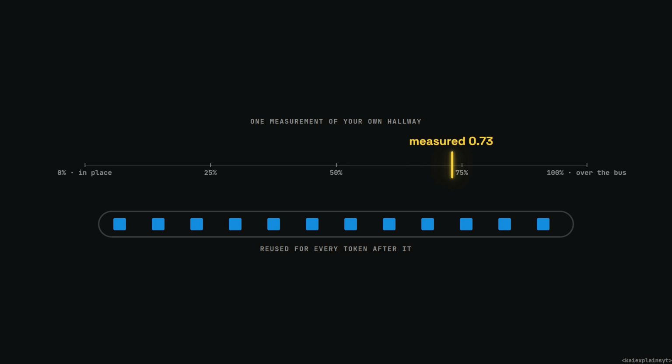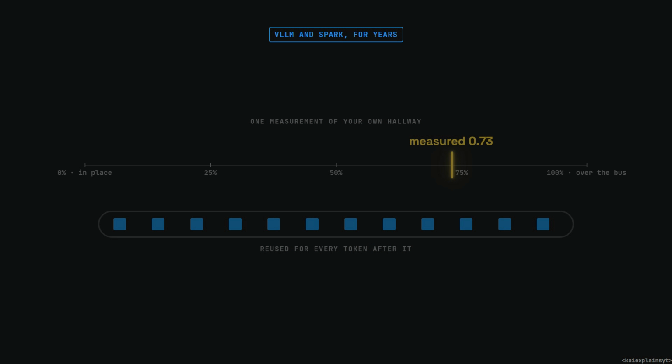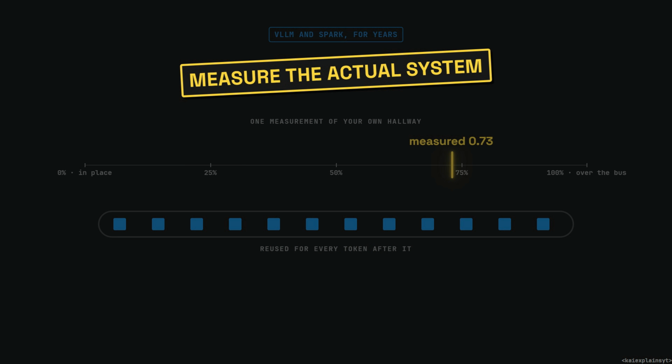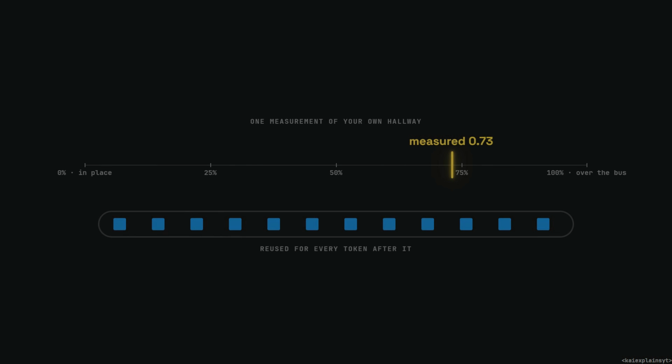Coming from people who spent years on VLLM and Spark, I doubt it's an accident that the central idea is measure the actual system rather than build a better predictor. That's a systems instinct rather than a machine learning one. So what does that buy you?